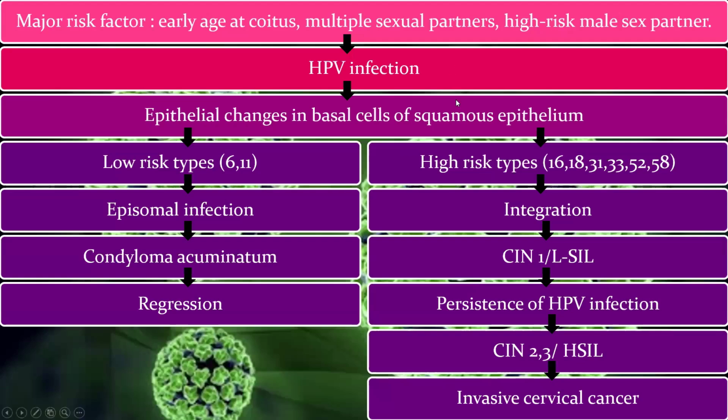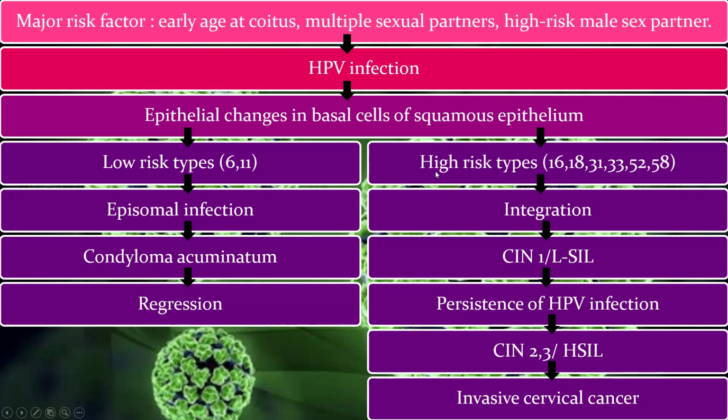So there are major risk factors like early age of coitus and multiple sexual partners. Then HPV infection causes epithelial cell changes in the basal cells of squamous epithelium following exposure. There are low risk types, you know already, 6 and 11, and high risk types, 16 and 18 mainly. Episomal infection from the low risk varieties leads to condyloma acuminata, a benign lesion leading to regression.